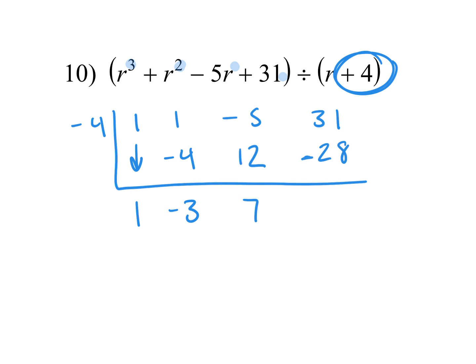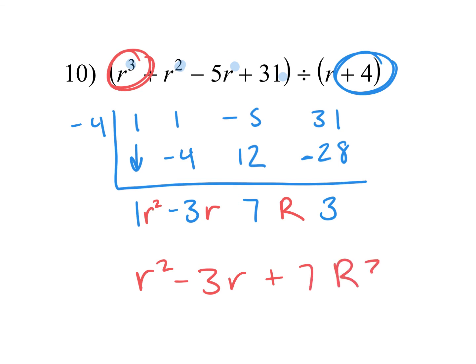Negative 28. And 31 minus 28? 3. So if my question starts with r to the third power, what does my answer have to start with? R to the second power. Then just r, and then the last number is the remainder. So my answer here would be r squared minus 3r plus 7, remainder 3.